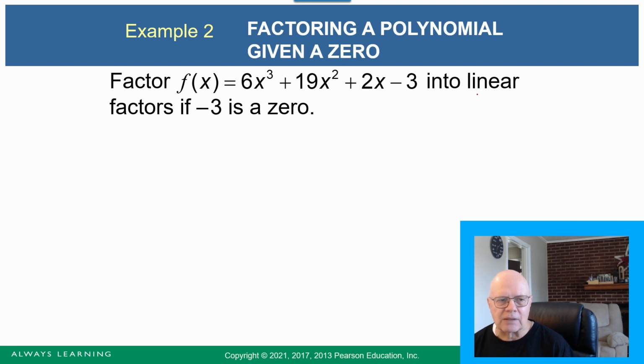Okay, how about this one? Factor that into linear factors. In other words, x minus, x plus, something like that. If x or minus 3 is a 0. Remember, x minus 3 is a 0. If you want to do this, you can say this is one of your solutions.